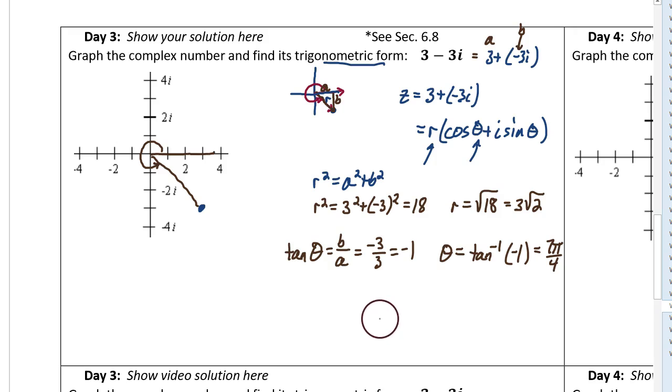Now we're ready to write our trigonometric form. The value of r is 3 square root of 2 times the cosine of 7 pi over 4 plus i times the sine of 7 pi over 4.